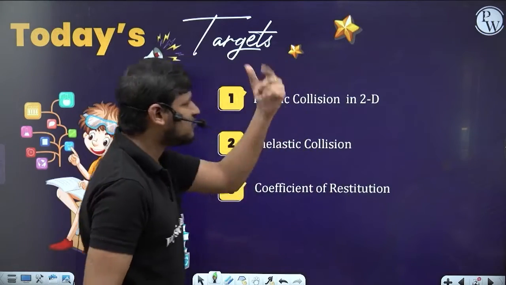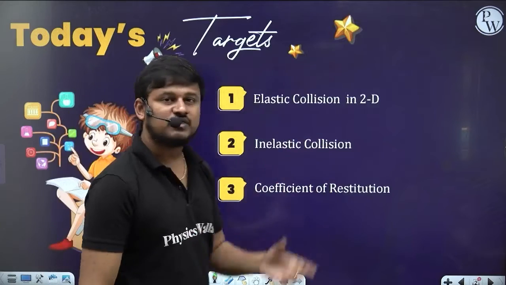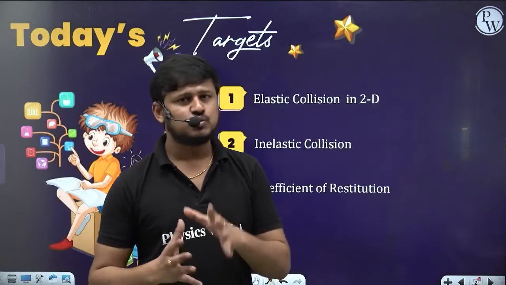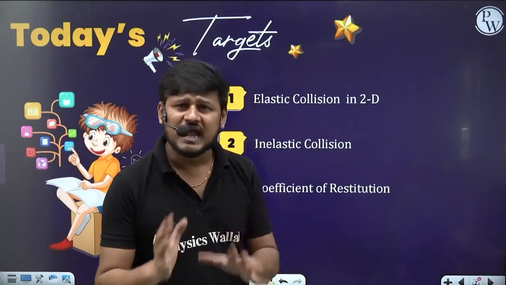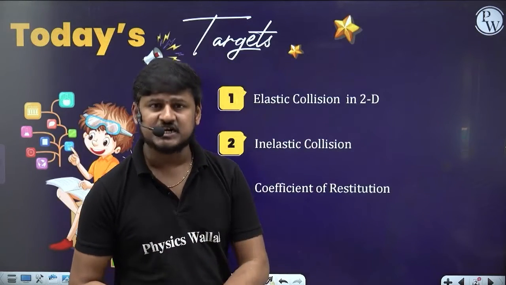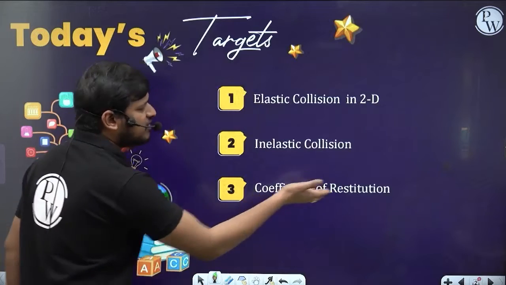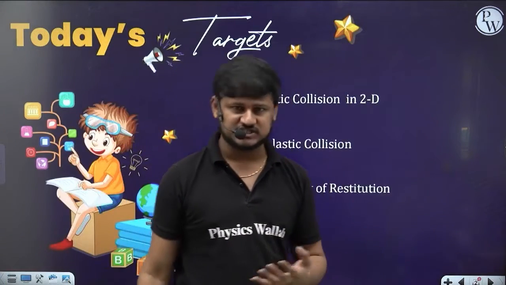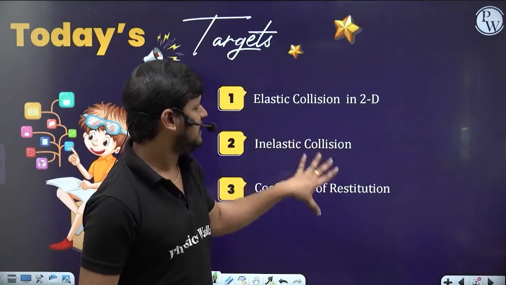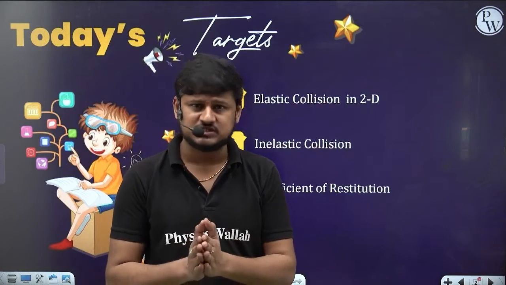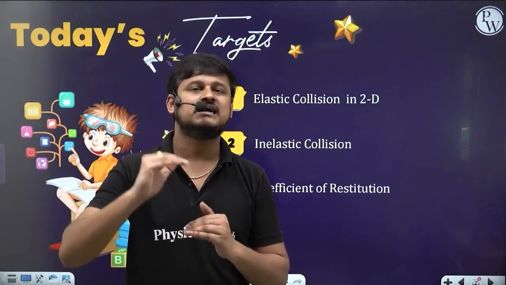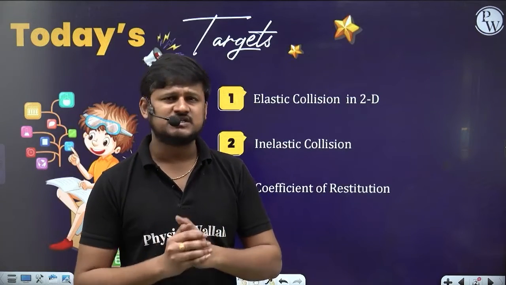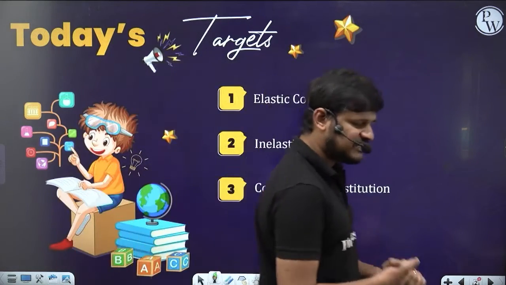That concept we'll discuss first, then we'll go for inelastic collisions. What's the difference between elastic and inelastic collisions, and how do we solve questions related to inelastic collision? Then we'll also discuss the coefficient of restitution. At the end of the session we'll also see the rebounding concept: what will be the velocity, and to what height the rebounding takes place. All these things we'll discuss in detail in today's session.